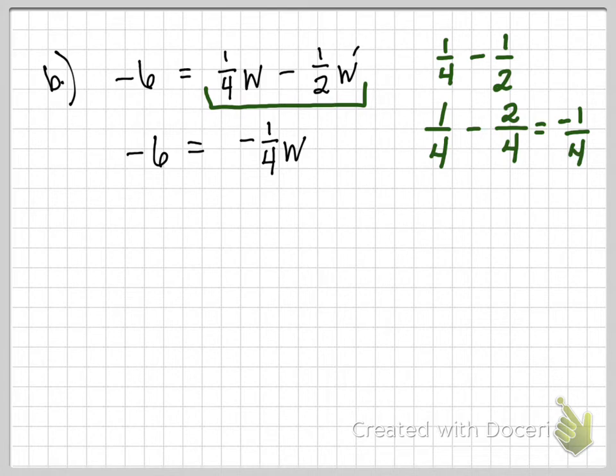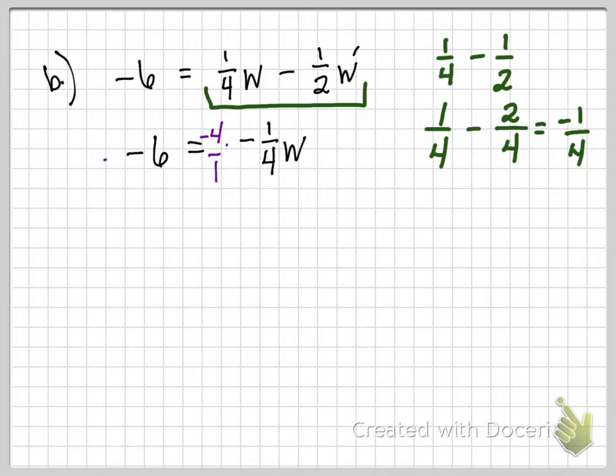And then it just becomes a one-step equation to solve. Remember to get rid of a fractional coefficient, such as this, we multiply by its reciprocal. So if the fraction is negative 1/4, the reciprocal is negative 4/1.